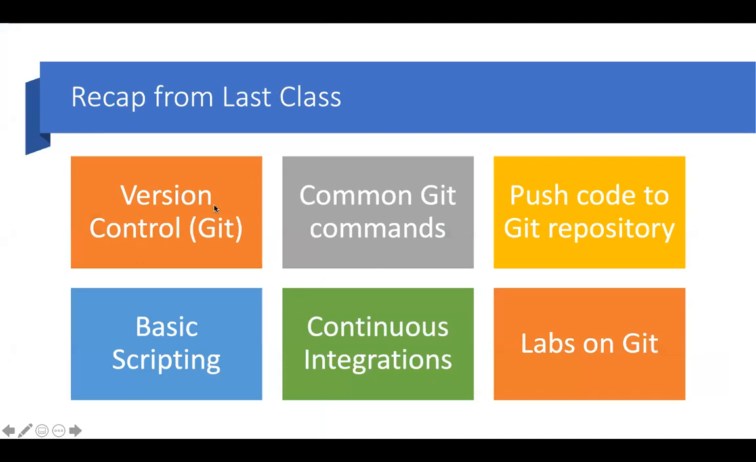So again, this is a recap from last week. Last week we talked about version control system, Git, what they do, how it helps to manage code, to maintain repository and stuff like that. And also we talked about some common Git commands like Git clone, which is used to clone your repository, to download or get a copy of your remote repository to your local machine, like your computer. We talked about Git add, Git push, Git commit, Git branch, and some others.